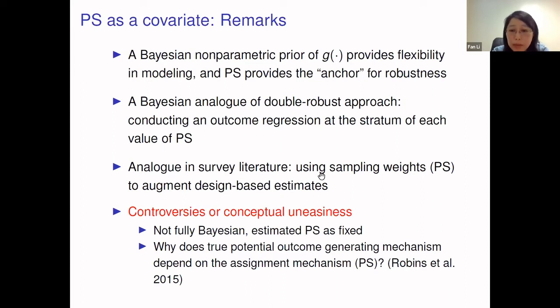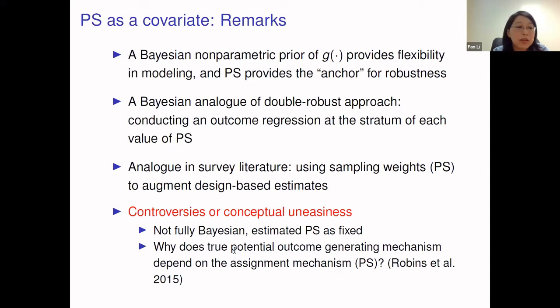And this type of approach, using the propensity in the outcome model, has a long tradition in survey. Survey actually has a very close connection to causal inference. I don't have time to talk about that, but the whole point is that in the survey literature, for almost 50 years, people have used the sampling weights, which in this case are essentially just propensity, to augment their so-called design-based estimate. So this is something not new. This has been used before, okay?